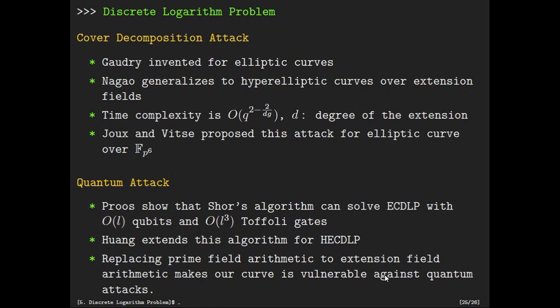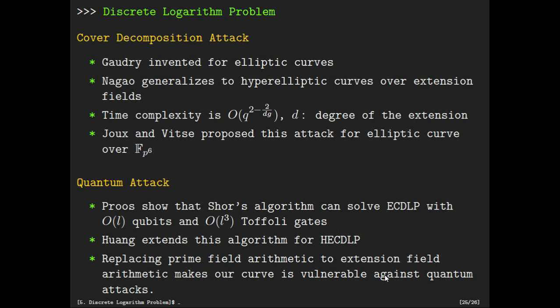Now the covariant decomposition attack. The covariant decomposition attack was invented by Gaudry for elliptic curves. Now generalize this to hyperelliptic curves over extension fields. The complexity is of order q to the power 2 minus 2 by dg, where d denotes the degree of the extension and g is the genus of the curve. Jacobson and Weng proposed this kind of attack for elliptic curves over Fp to the power 6, not p to the power 5. So this kind of attack is not feasible for our family.